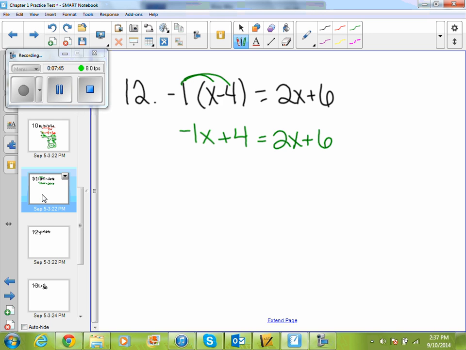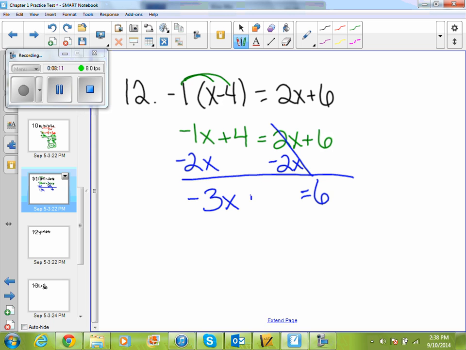Okay, so we need to combine our x's. Do you want to move the minus 1x or the 2x? The 2x, okay, it's positive 2x. How do I move it? Negative 2x. I'm going to subtract 2x from both sides. Then on the right side, all I have left is a 6, so I bring that down. Negative 1 minus 2 is negative 3, so negative 3x plus 4 equals 6.